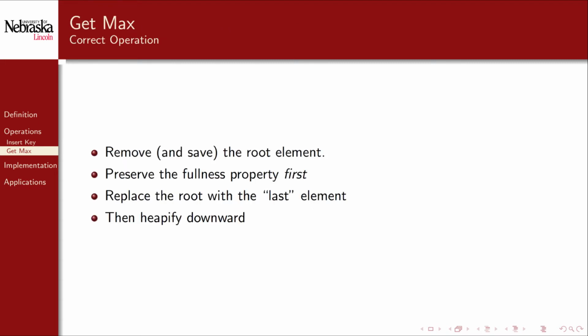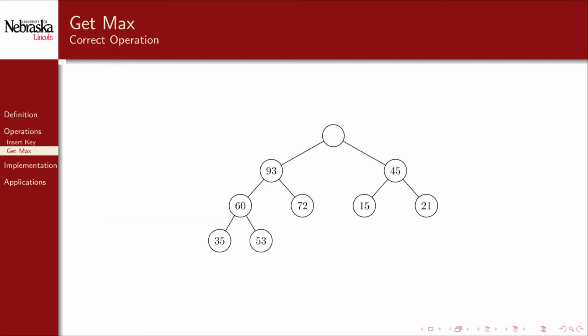The correct getMax operation would, as before, first ensure that the fullness property is preserved. Thus we'll replace the root with the last element. The last element is the rightmost element at the deepest level of the heap. Once we've made the swap, we'll heapify to fix the heap, but in this case we do it downward instead of upward. Here's the example again.